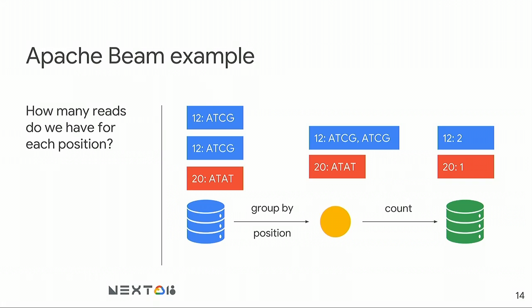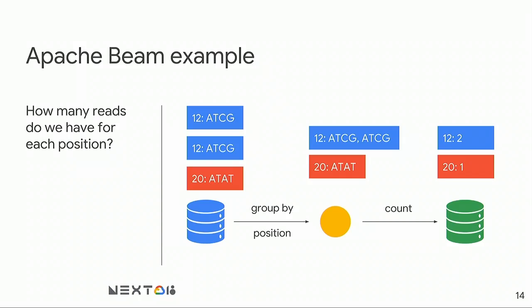The way you do this with Beam is you would start by grouping by position. Group by would put together elements that match the thing that you specify, position in this case. So you end up with 2 groups, a group at position 12 and a group at position 20. And the next step you would do is say, now I want to count how many elements are in each group.